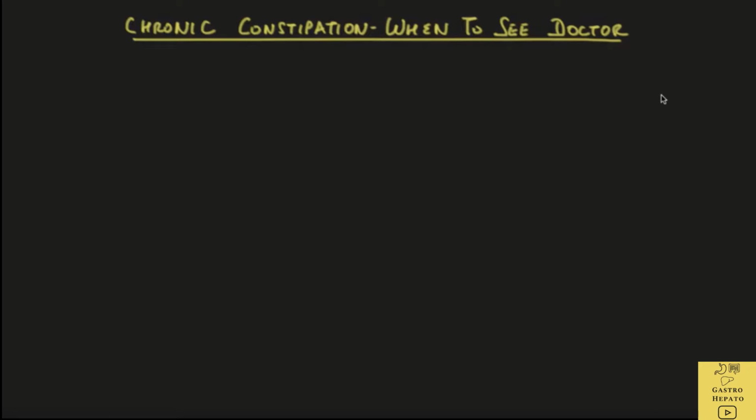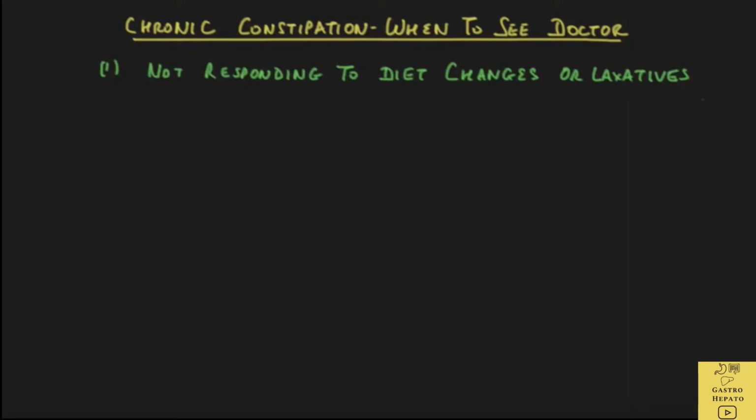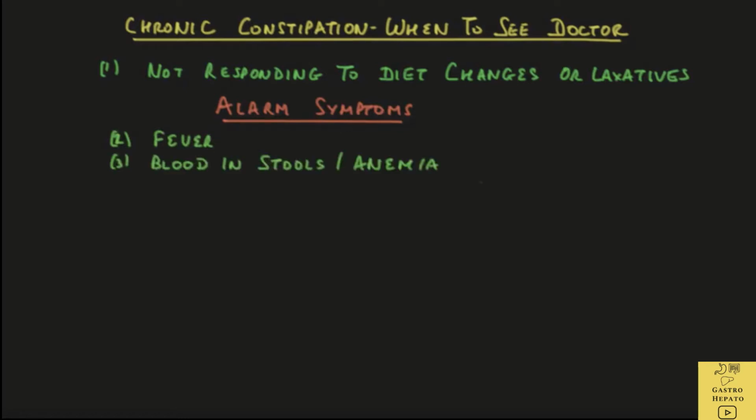When should a patient see a doctor? If the chronic constipation is not responding to diet changes or laxatives. Then if the patient has alarm symptoms that suggest that a more serious medical problem is causing the constipation. These include fever, blood in stools or anemia, significant weight loss, which could indicate a cancer in the colon.